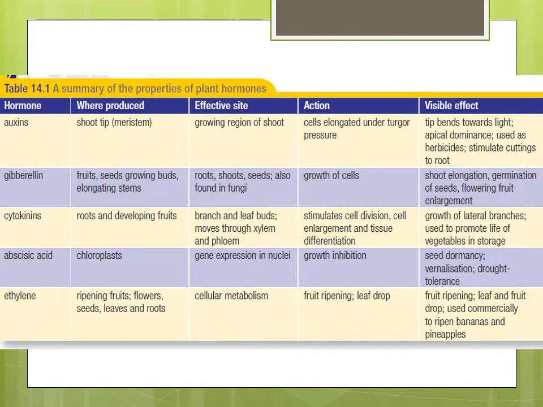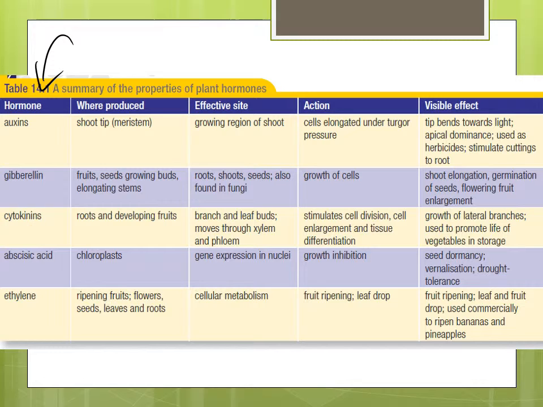I would suggest that you pause the video now and look at copying this table into your workbook. It has all of the hormones on the left here, where in the plant they are produced or made, the effective site, so this is where that hormone has its effect, the action, so what is the actual effect of that hormone, what is the physical effect to the cells, and then what happens, what are you able to see as a result of that hormone.